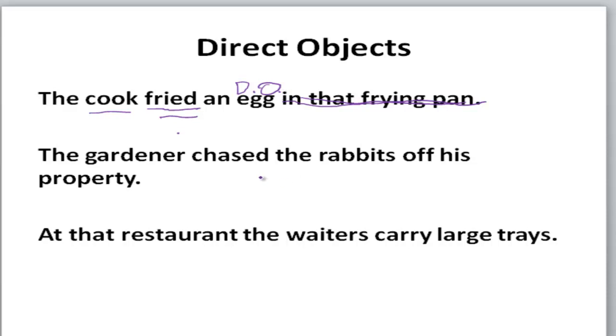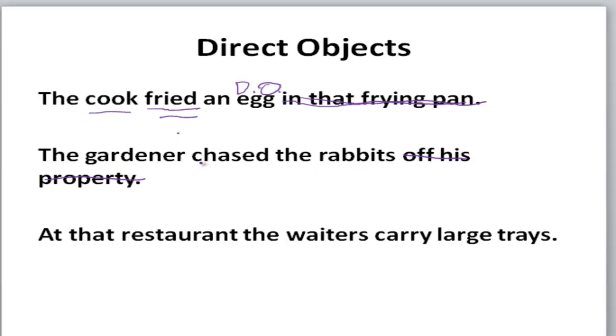So let's look at the second one. The gardener chased the rabbits off his property. Again, the first thing we want to do is get rid of prepositional phrases. So we have over here a preposition, off. We're looking for a noun, property. So off his property, that would be our prepositional phrase. Off his property. Right there. There we go. That was a better job of crossing off than over here. What we're left with is the gardener chased the rabbits.